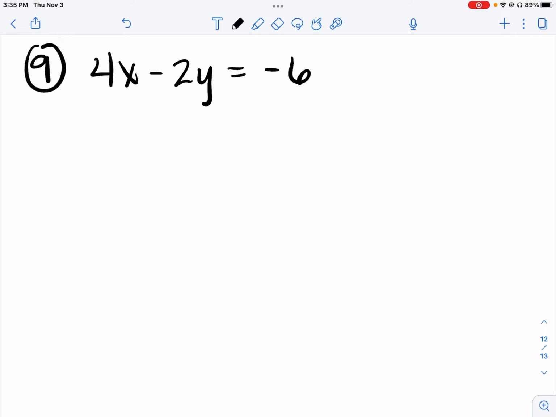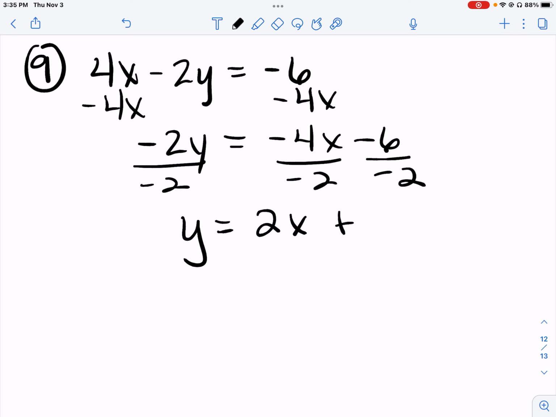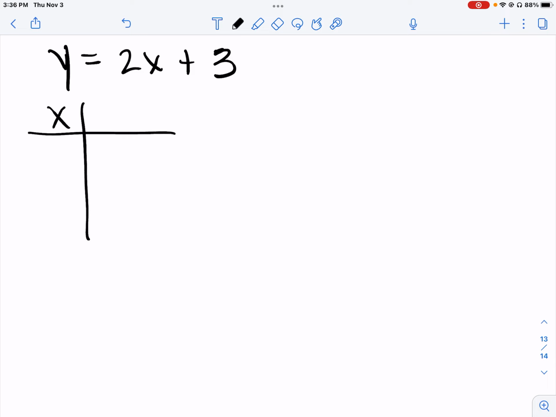Okay, graphing. First, we need to get y by itself. I like to write x first. Divide by -2. Okay, so that is my equation. What was it, 2x plus 3? I can just plug in with my table.